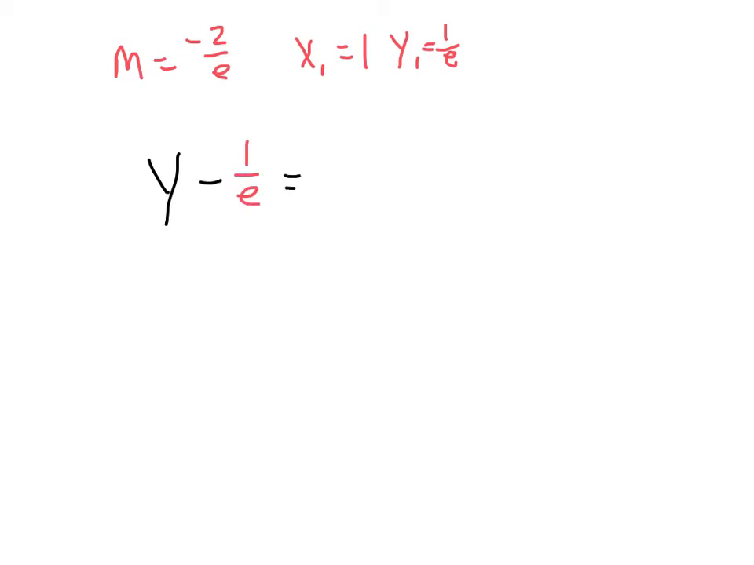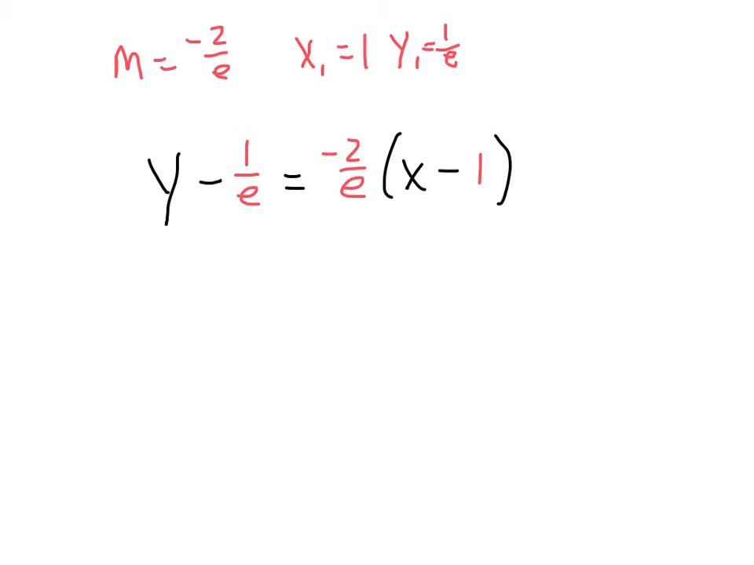So let's just jot down what we know again. We know that the slope is negative 2 over e. We calculated that. And we were given x1 equals 1 and y1 equals 1 over e. So now we can create our equation. We do y minus 1 over e, because that's our y1, equals m, which is negative 2 over e, times the quantity x minus 1.